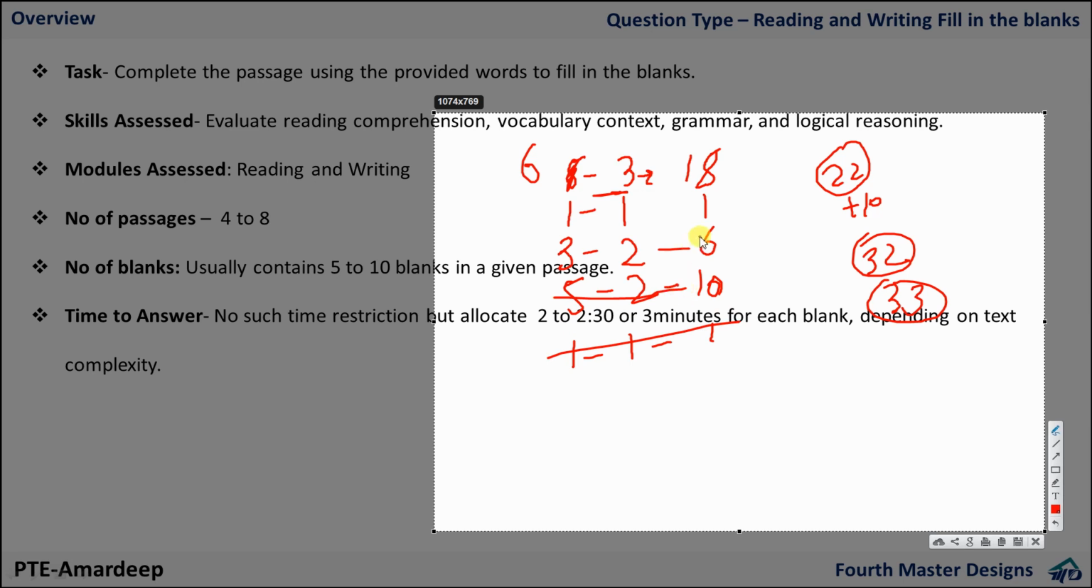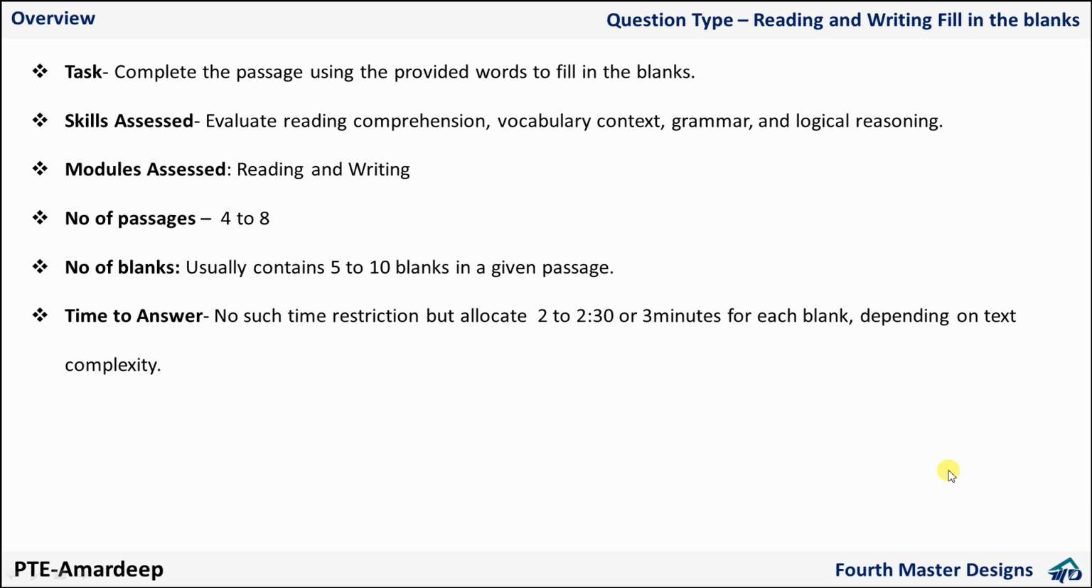So if the number of questions is less, then the time also will be less. Keep that in mind. It's not like for 5 questions 33 minutes and for 6 also 33. It depends. So the target is 2.5 minutes.